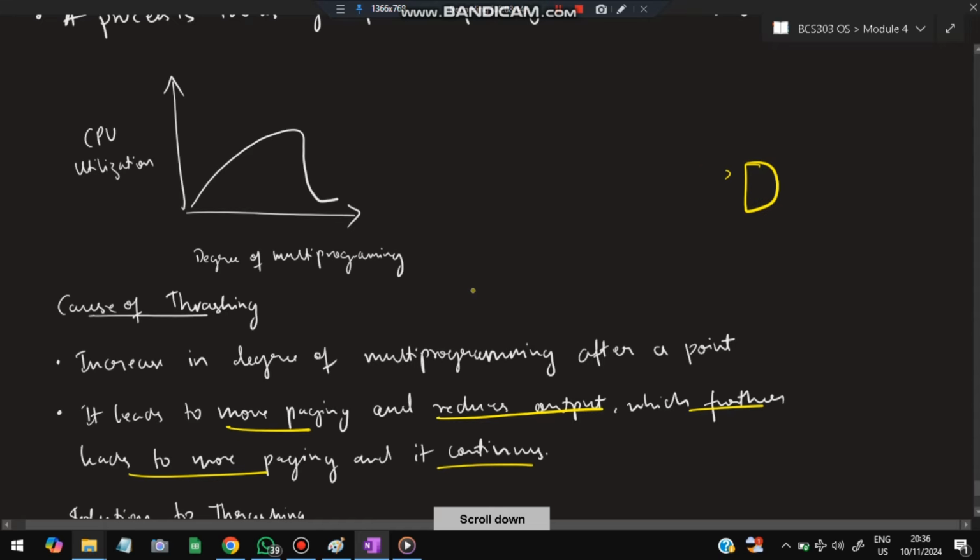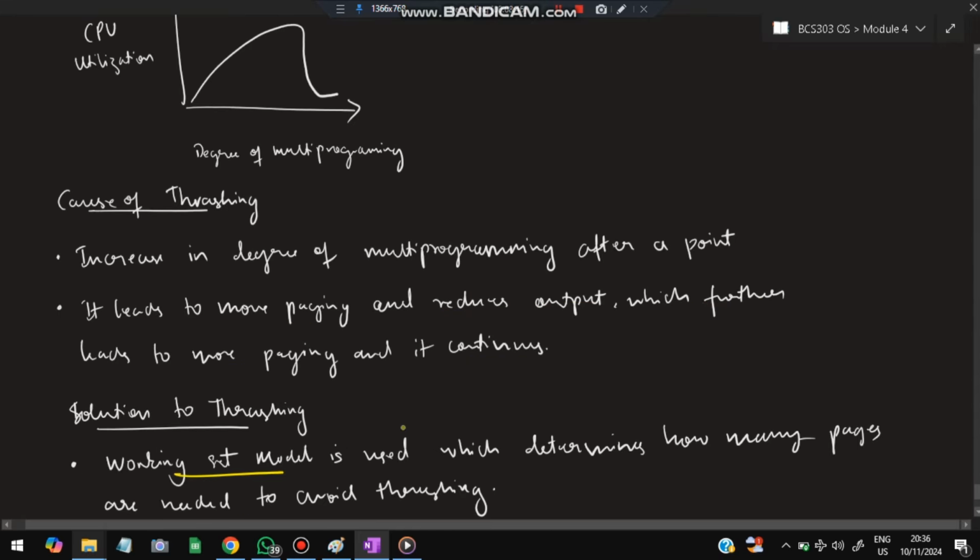Okay, so what is the solution to thrashing? The working set model is an algorithm which is used to determine how many pages are required so that thrashing will be avoided. By using the working set model, we'll be able to determine how many pages are required so that we'll not come to this point, we'll stay at this point only. That is calculated by the working set model.